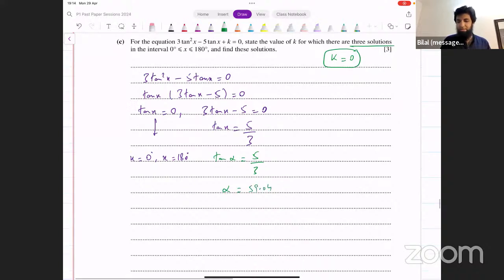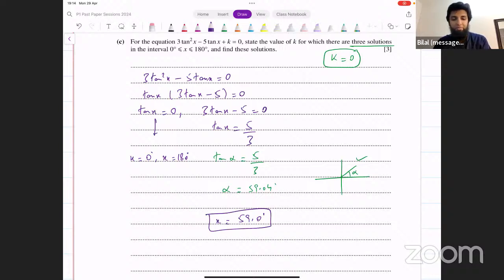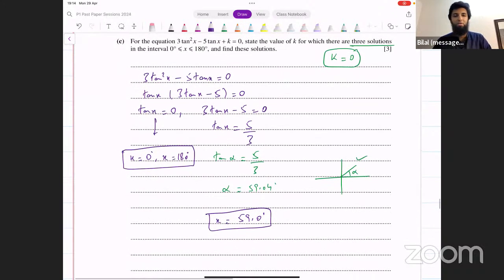Now here tan is positive. Tan is positive in the first quadrant. So this is another possible answer. We're getting x equal to 59.0 degrees. So the three possible values of x that we get here are x equals 0, x equals 180, or 59.0. This is the only value of k that can give you three solutions, because this gives you tan x equal to 0, which gives you multiple solutions at the end within that interval.